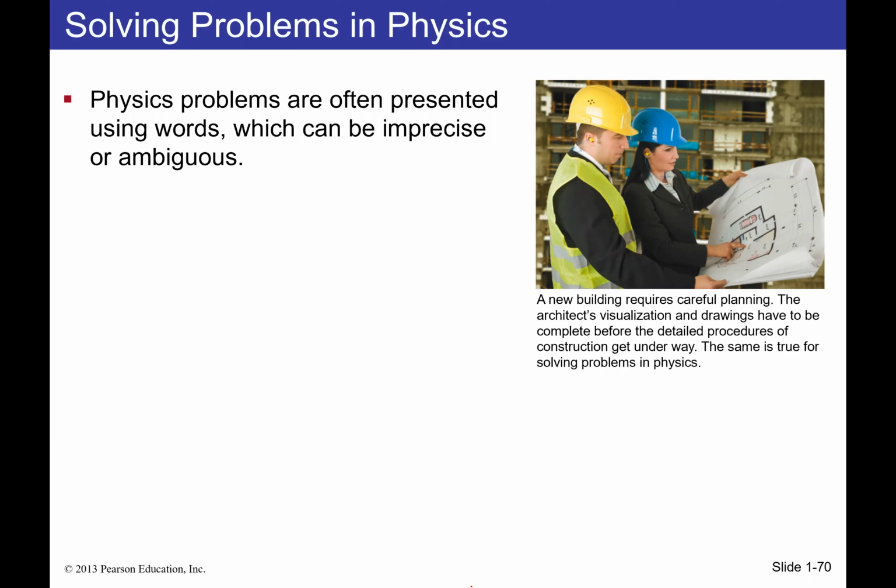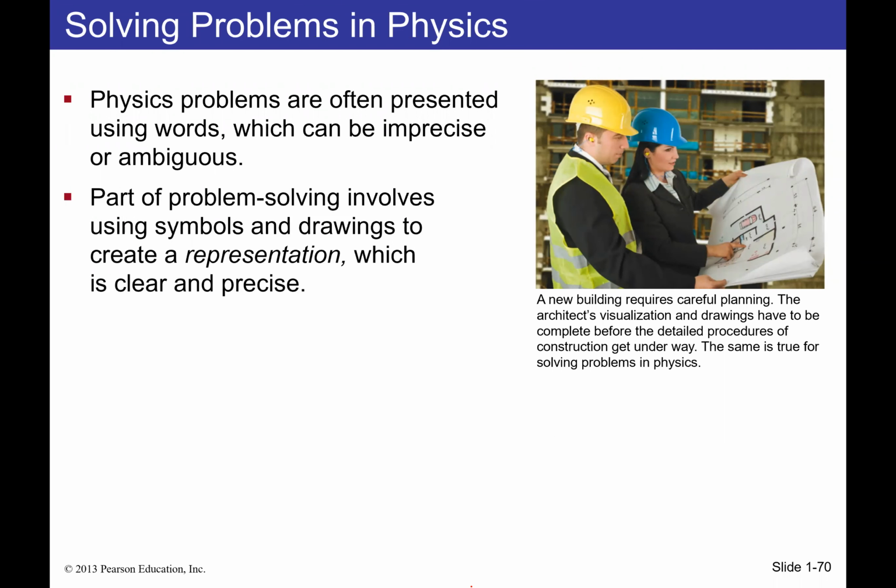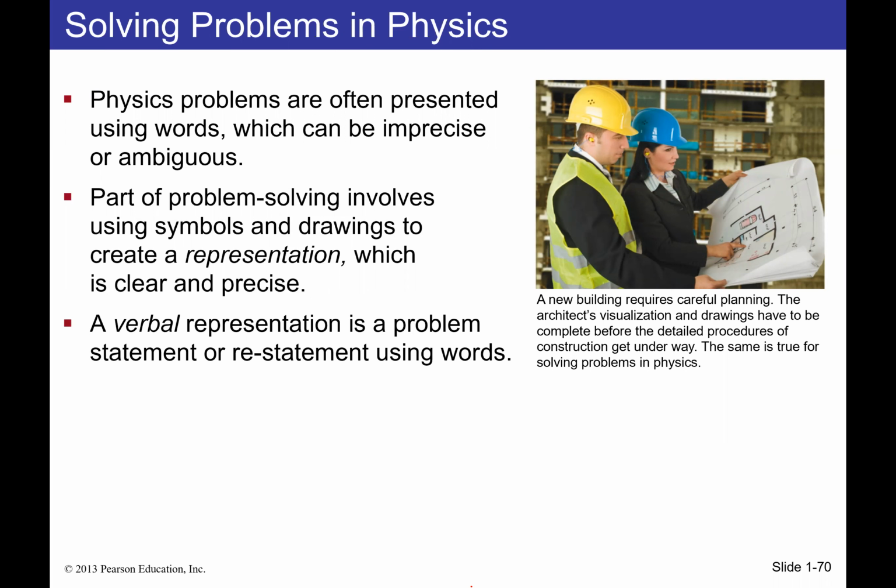You have to learn how to read a problem, identify the clues that are given, and basically solve the problem. Think of it like a puzzle, right? You're given the pieces, you rearrange everything, you see what you're given, see what's missing, put them together and find the missing link. All right, so part of problem solving involves using symbols and drawings to create a representation which is clear and precise. You already learned some things in this chapter. So a verbal representation is a problem statement or restatement using words.